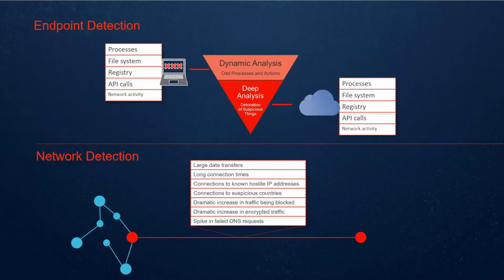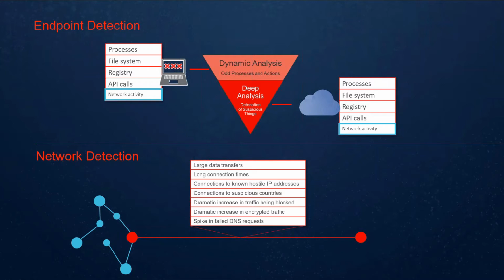And we can do that because we have a host agent on those machines, and we are able then to analyze with greater detail the processes that are running, what the file system is doing, looking at the registry to see if any modifications or changes are being made there, looking to see if any calls are being made to command and control servers out on the internet, analyzing that network activity layer as well.